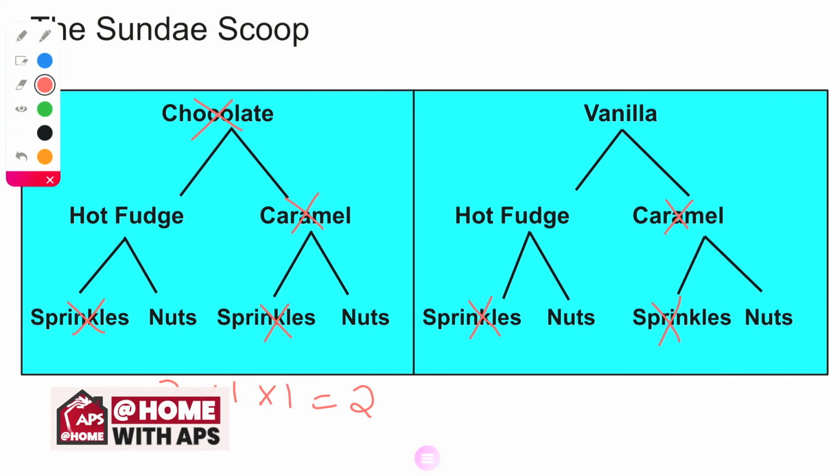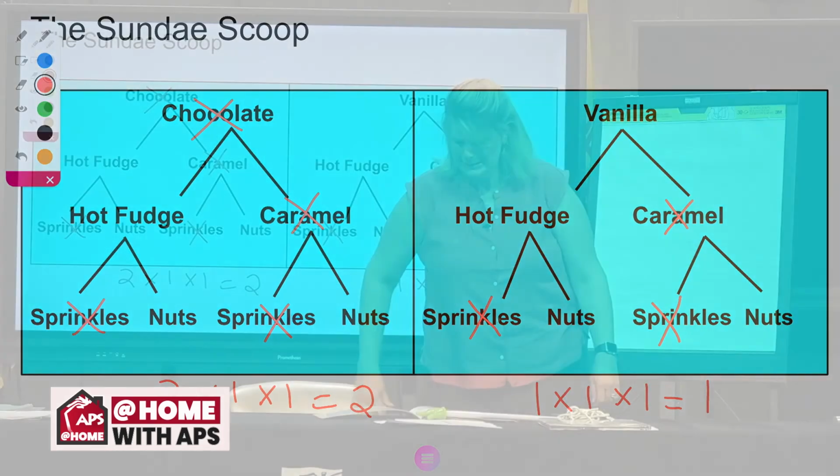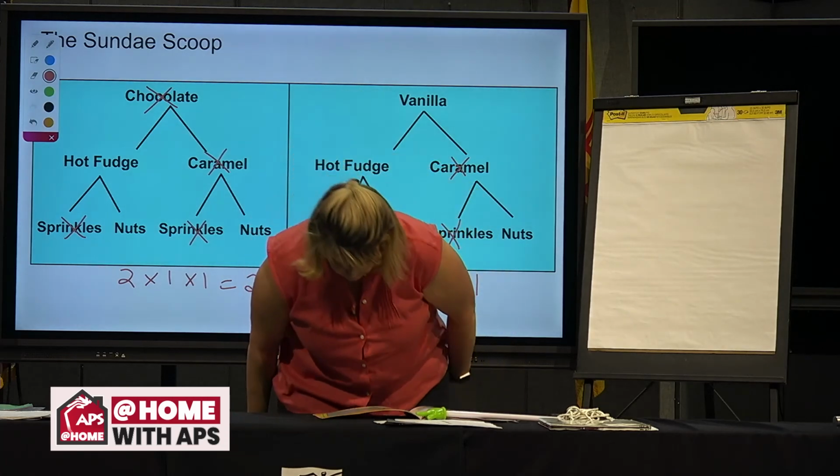It has to have at least a flavor, a sauce, and a topping. So what do we have left? We have vanilla, so we have that one. How many toppings? One sauce, and we have one topping. What is left in the line? One different combination. Oh, vanilla.